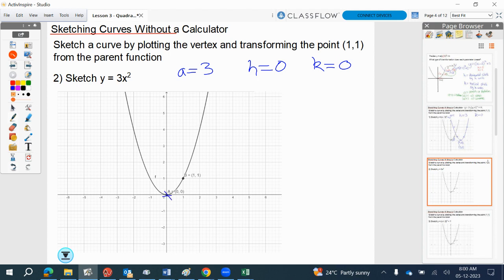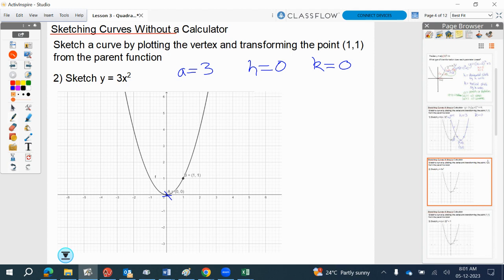Doing the vertex movement first is the easiest. So look at the vertex. It's the key giveaway for this function. Now, in this particular example, we have a equal to 3. What that means is we're going to get a stretch.